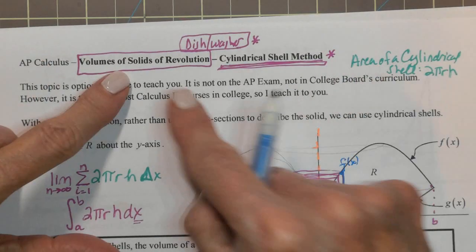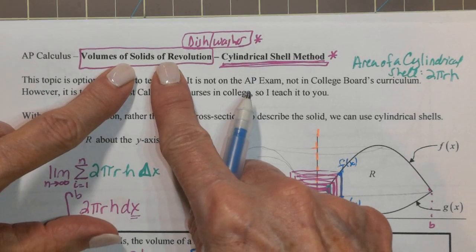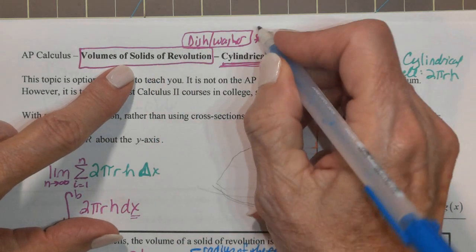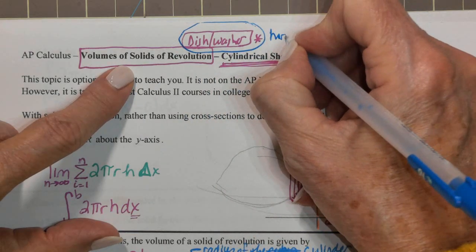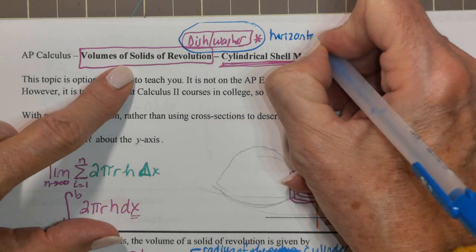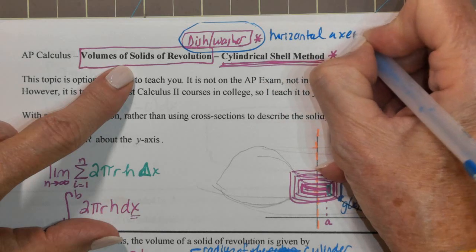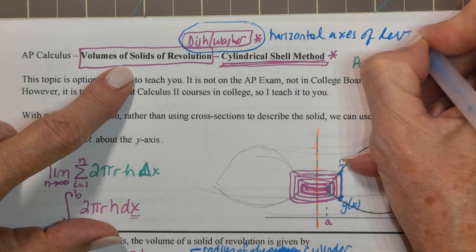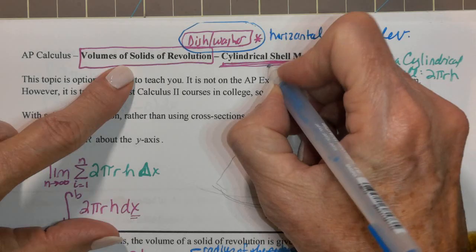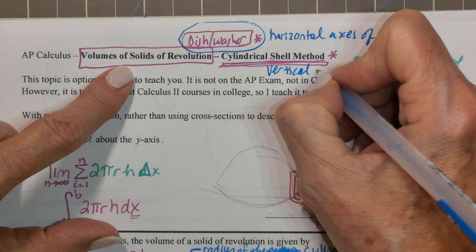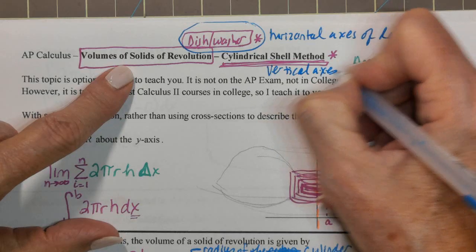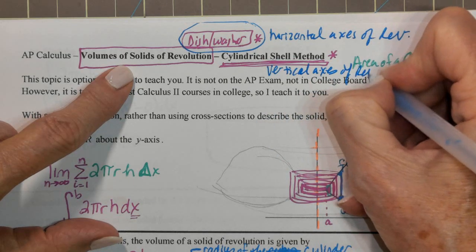So, two ways to get volumes of solids of revolution. Disk and washer, I use that for horizontal axes of revolution, and I use cylindrical shell for vertical. That's what I would use this for. Okay?